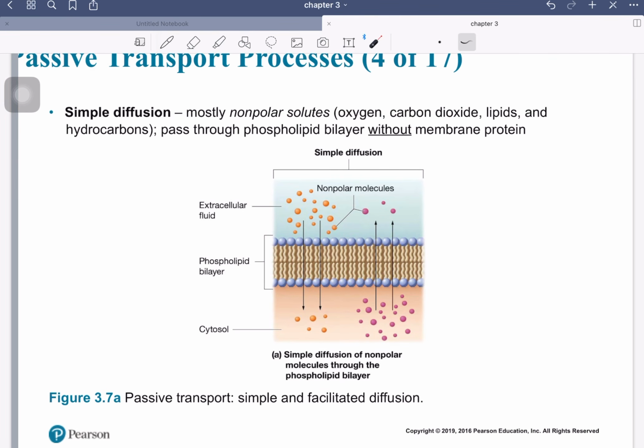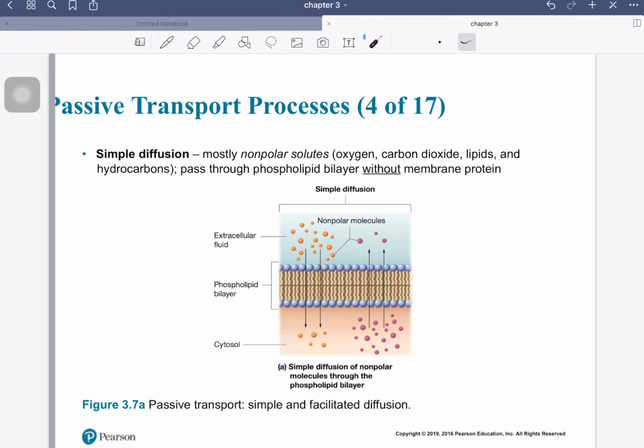And that's simple diffusion, and it's the easiest type. So most nonpolar solutes, and let's just review, oxygen, carbon dioxide, lipids, and hydrocarbons, they are pretty good at doing this. They can pass through the phospholipid bilayer without a membrane protein. So they don't need a protein to grab them, like one of these transmembrane proteins to grab onto it and then move it through. They just kind of diffuse right through that phospholipid membrane. But not everything can. It's only most of the nonpolar solutes that can.